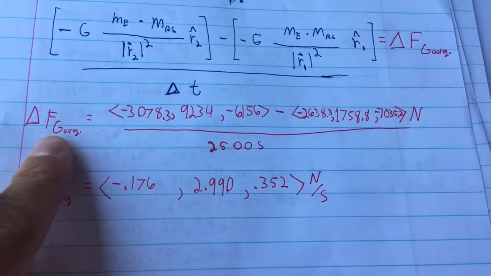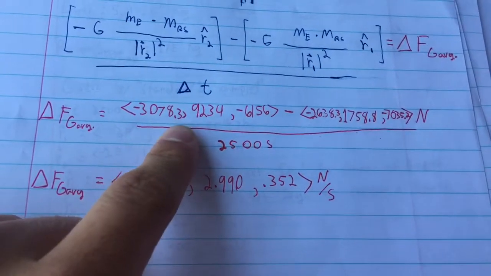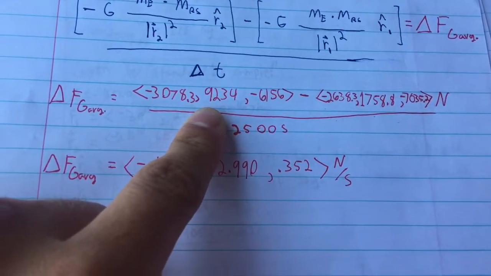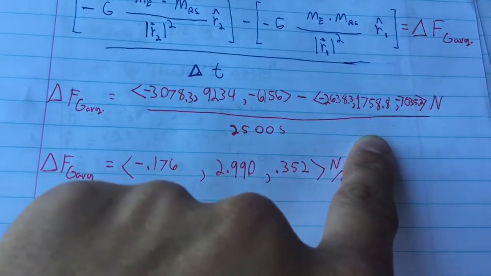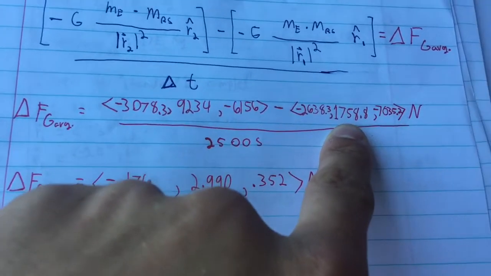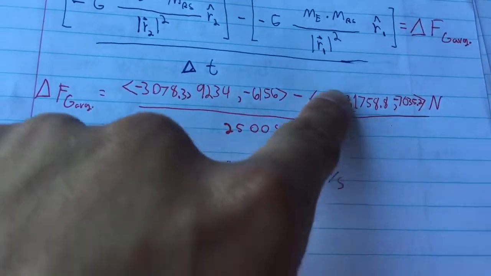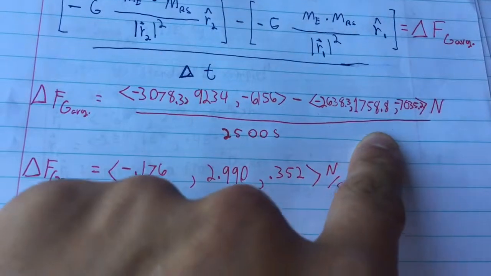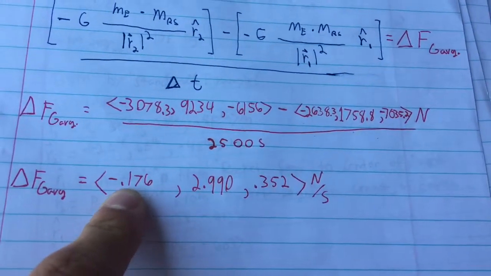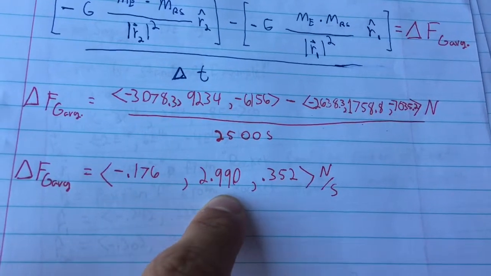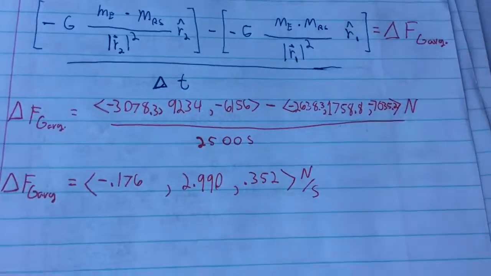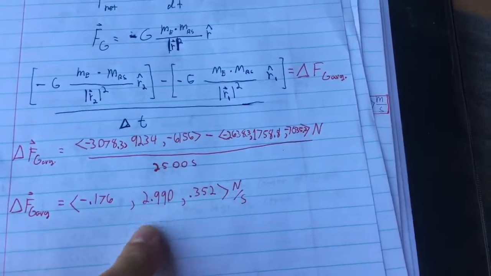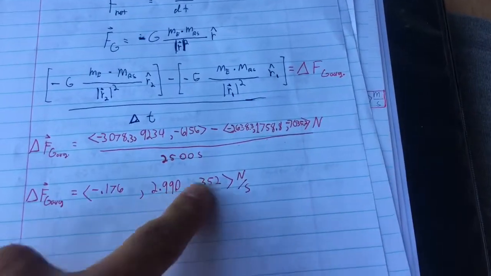Our average change in gravitational force will be the gravitational force at the final position where the Earth is acting on rocket Sega minus the gravitational force at the initial position where the Earth is acting on rocket Sega. Then we divide that difference by our time interval of 2,500 seconds, and it gives us negative 0.176, 2.990, 0.352 newtons per second.